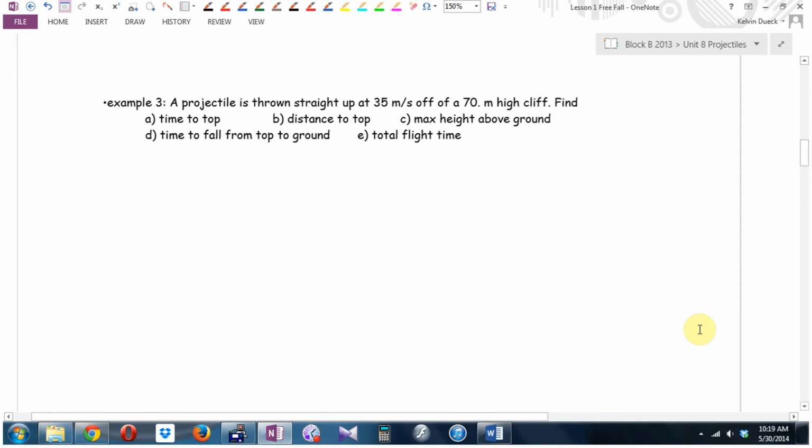Example 3, I like this question. Projectile is thrown straight up at 35 meters per second off of a 70-meter high cliff. Find, okay. What do they want me to find in part A? Time to top.